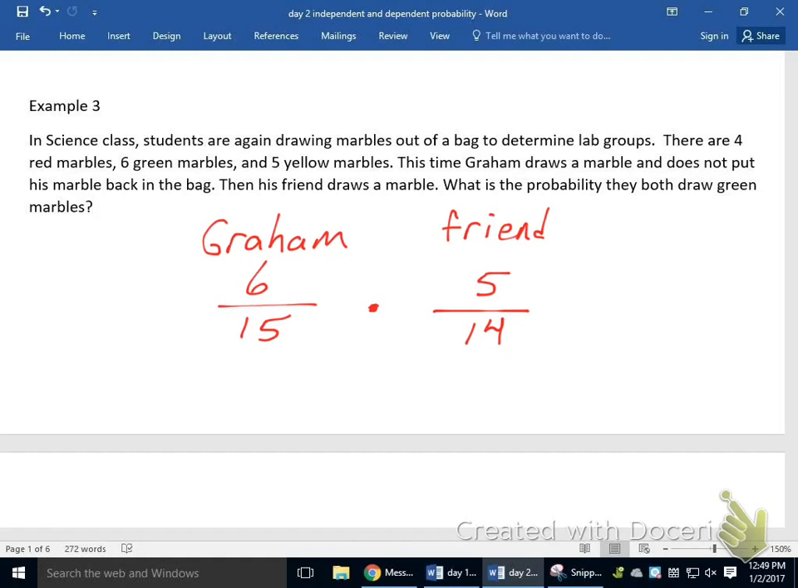So we're going to multiply this out. 6 times 5 is 30. 15 times 14 gives me 210. So 30 out of 210. You can reduce that if you want to, but I'm just going to provide a percent answer, so 14.3%.